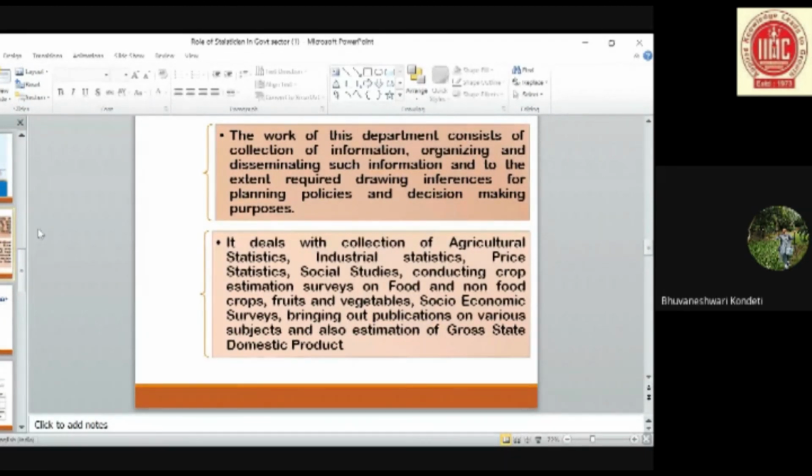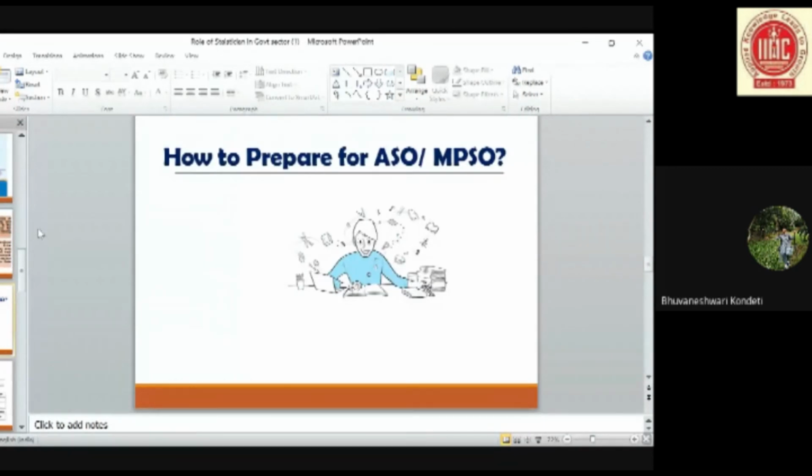Okay, and the next level, we'll see how to prepare for the ASO exam. ASO or MPSO. ASO means, as I'm working in the directorate, I'm designated as ASO, and those working in Mandal will be designated as MPSO. MPSO means Mandal Planning and Statistical Officer. For this, the minimum eligibility is a bachelor's degree with at least 1 year of statistics.